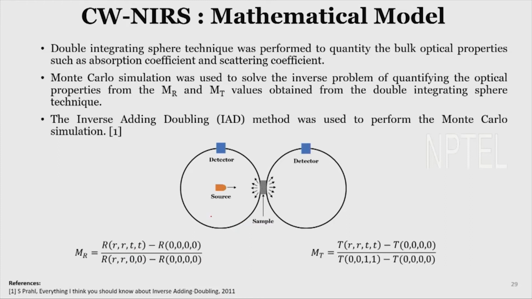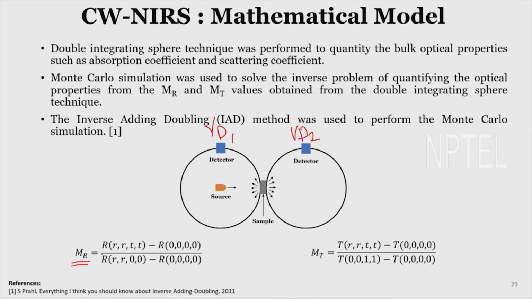Now let us go for the near infrared spectroscopy mathematical model. What we have here is the double integrating sphere, as we discussed earlier, and the light which gets backscattered from the tissue gets detected by detector 1. So you get the values of detector 1 and you get the values of detector 2. These two voltage values, that is VD1 and VD2, are measured for different tissues, and from there you come up with the value of MR.